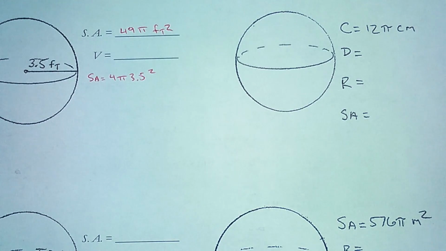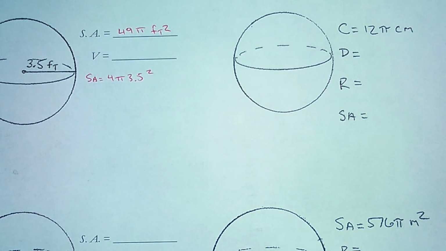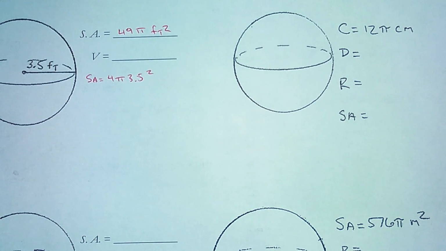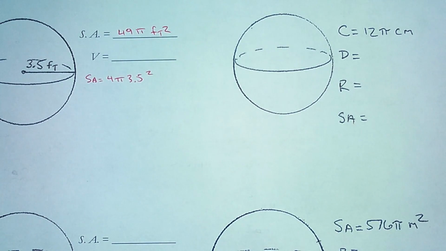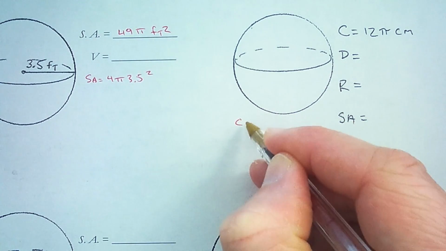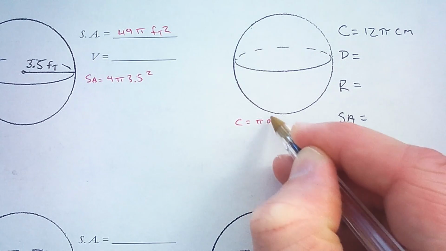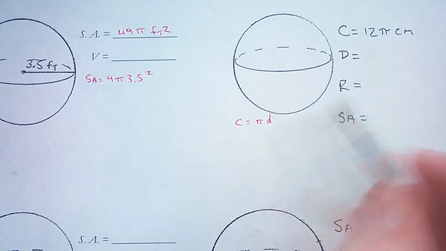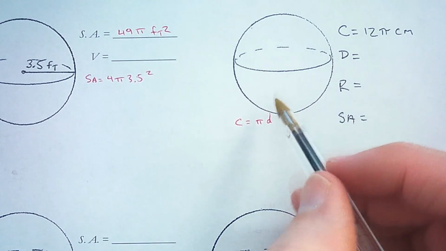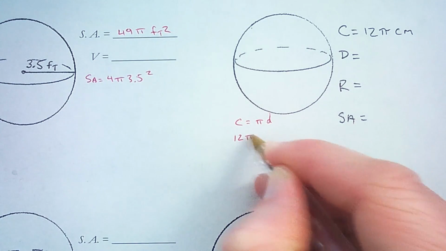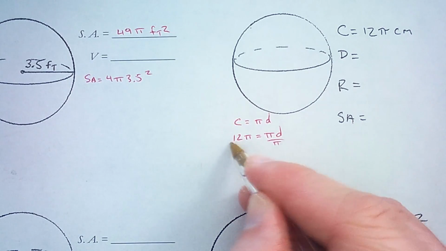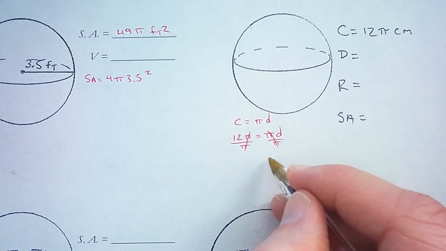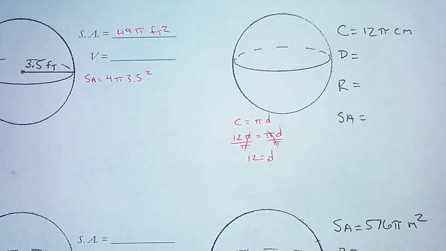Okay, next we're going to have to do some things a little bit backwards here because we're starting with the circumference. So we're going to have to use the circumference formula backwards in order to find the diameter, the radius, and then the surface area. Now the circumference formula is circumference equals pi times diameter. So here the circumference is 12 pi, so I'll put that in here for C. 12 pi equals pi times diameter. And when I divide both sides by pi, pi cancels from both sides, so I get D is 12.